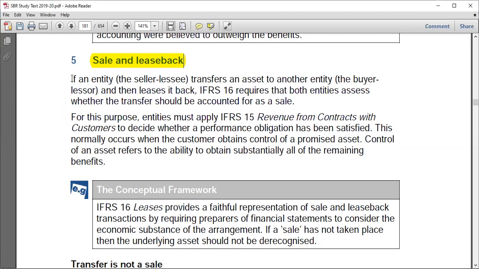Now, if an entity, the seller who becomes the lessee, transfers an asset to another entity, the buyer who becomes the lessor, and then leases it back, IFRS 16 requires both entities to assess whether the transfer should be accounted for as a sale. The main point here is, in an exam under sell and leaseback, first of all, you have to check whether the transfer is a sale or not. If the transfer is a sale, there is a way to go. If the transfer is not a sale, it's very easy.